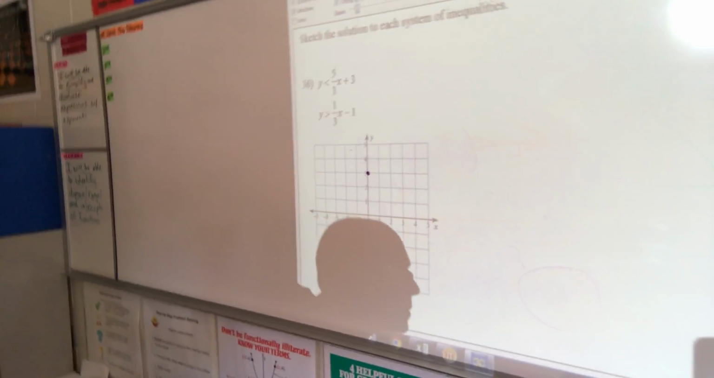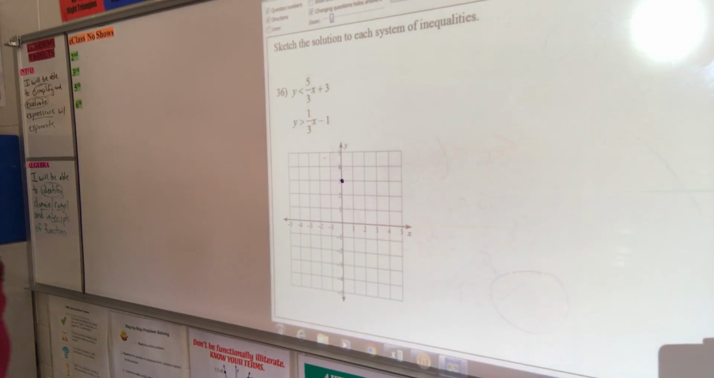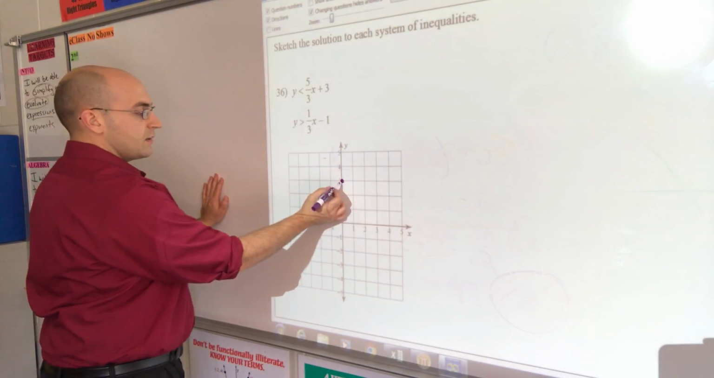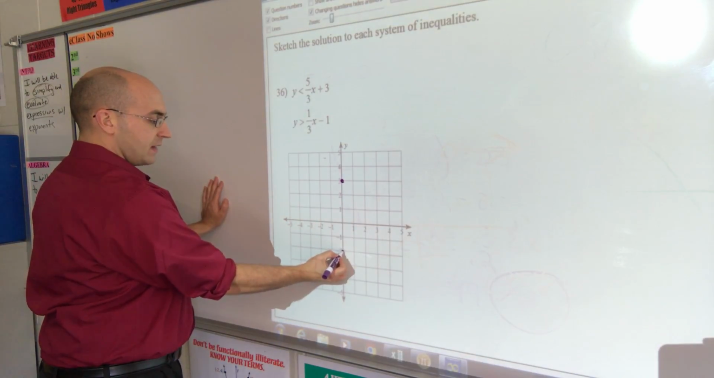I wonder if I can move this and you can still see. Now you see my head. Okay, now it's gone. Okay. Down 5. 1, 2, 3, 4, 5. Left 3. 1, 2, 3.